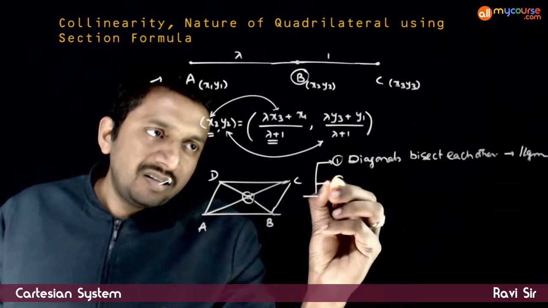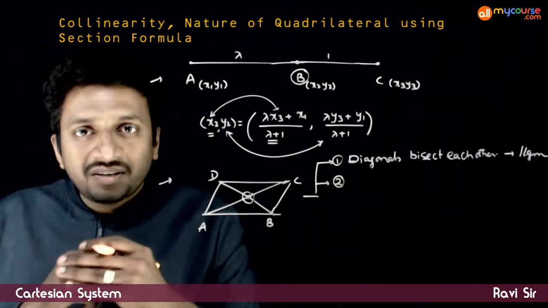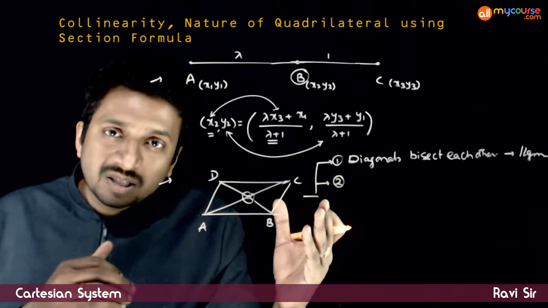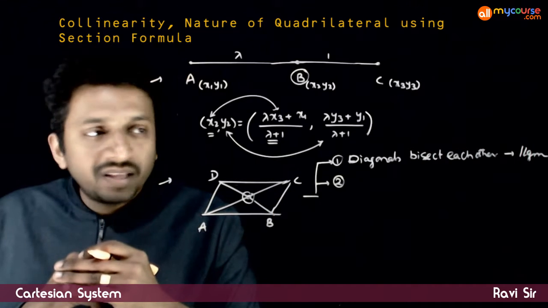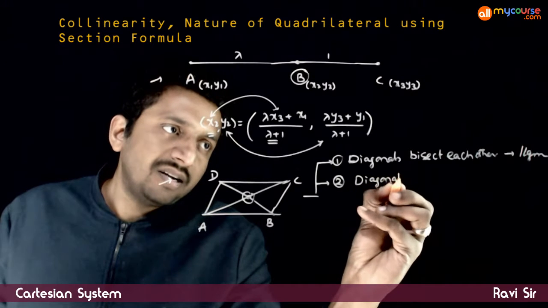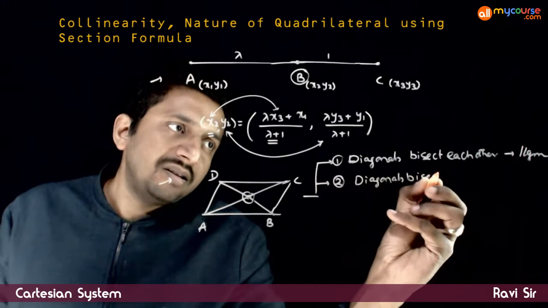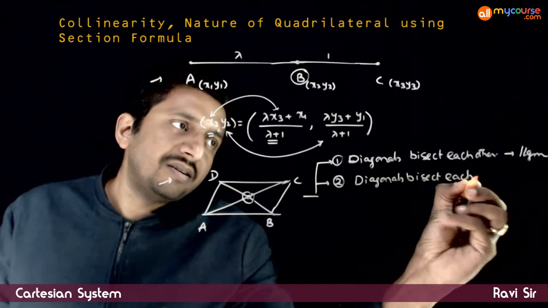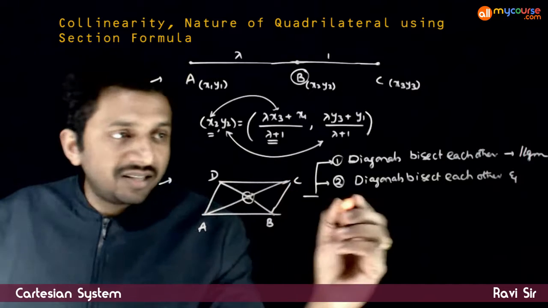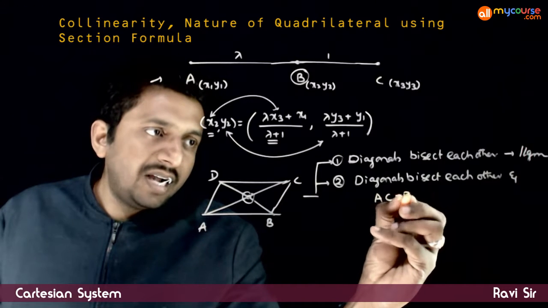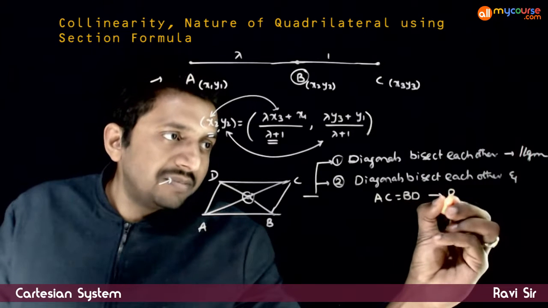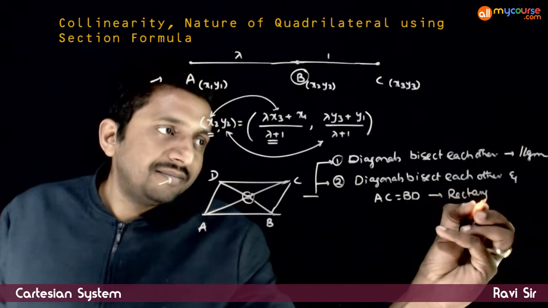Next, the more additional conditions that get satisfied, the more specific the figure becomes. So diagonals bisect each other, and the length of diagonals is also equal. That means it becomes a rectangle.